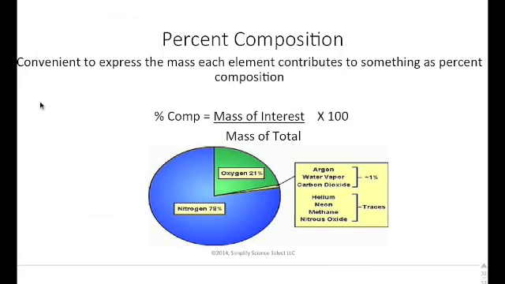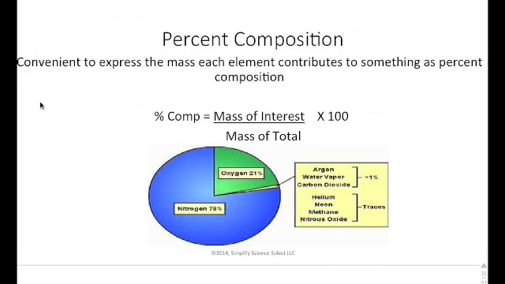You can use this idea of the gram formula mass, and you can actually calculate what's called the percent composition. And that's just an easy way of expressing the role that each atom is playing in the molecular mass of the whole. So it's a really good way of saying this is the whole, this is the mass contributed by hydrogen, this is the mass contributed by carbon, and so on.